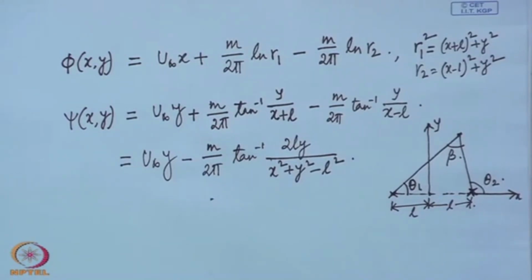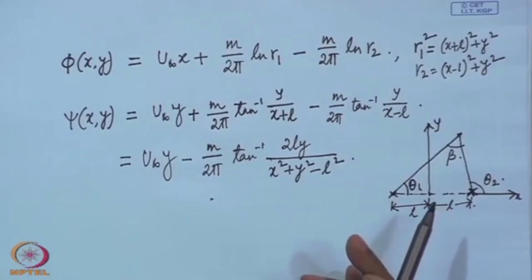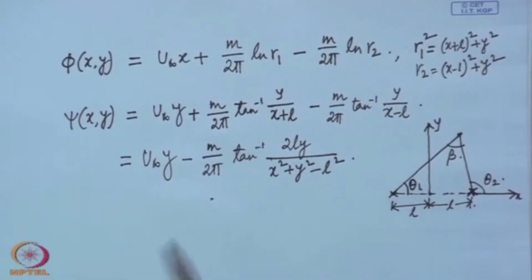Now, do we have a closed streamline? Is this a closed curve? We know that for a constant value of psi, this represents a streamline. You choose a constant value for psi, it is a streamline. You can even plot it by choosing different values of psi as a constant. Let us say the 0 streamline, where psi is 0. If we consider that 0 streamline, then this is 0. Is this a closed curve? Psi equal to 0.